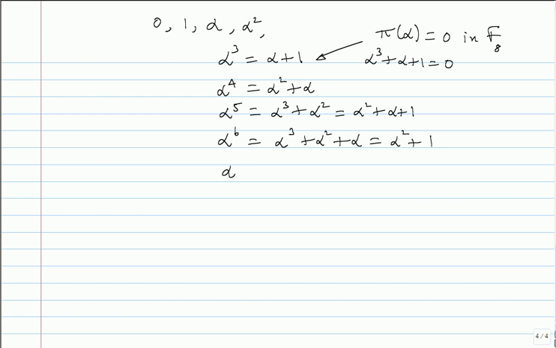What should happen if I try to compute alpha power 7? I should get 1 because the multiplicative group has size 7. So I should get 1, but you can check that. You multiply this with alpha, you get alpha power 3 plus alpha, which is 1. So you have to prove that in the multiplicative group alpha has full order. Eventually we'll show that.